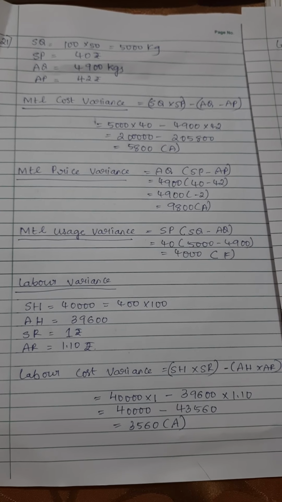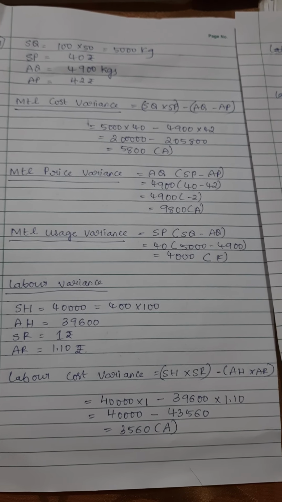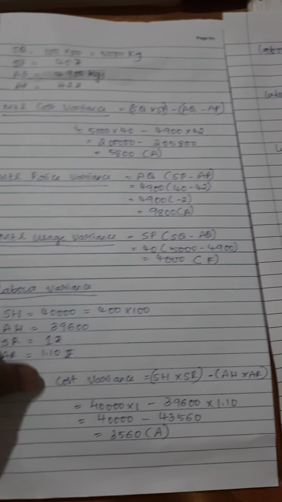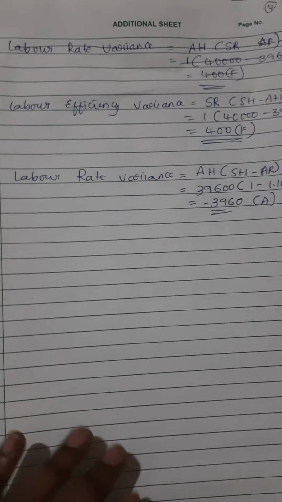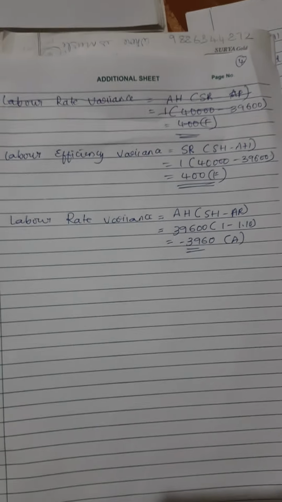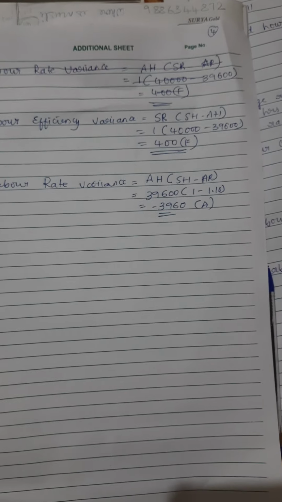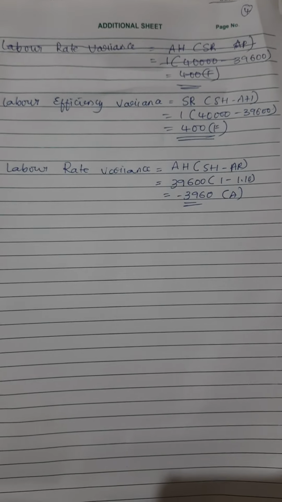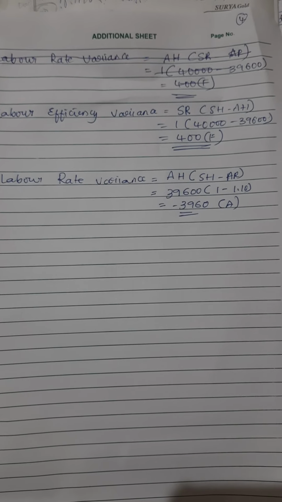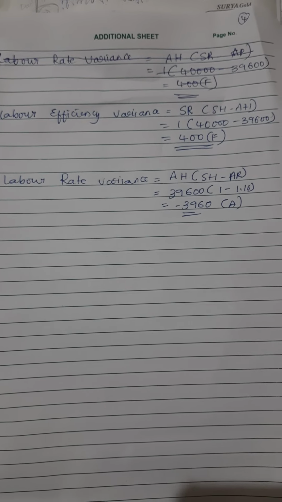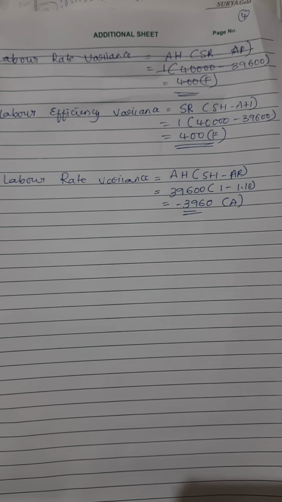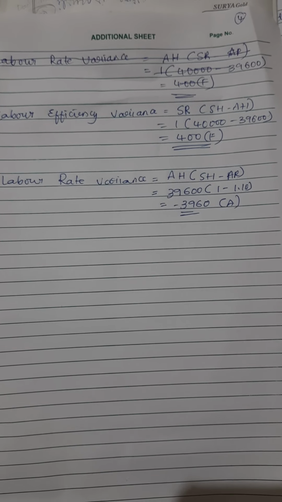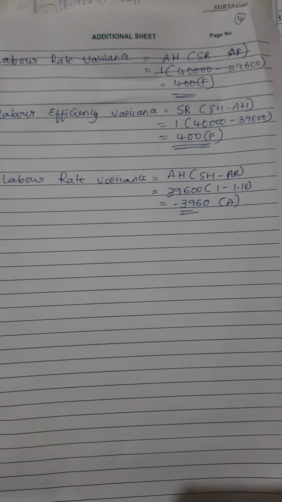So the next calculation is labor variance. In that, the first labor cost, I have already shown the calculation. The next one is labor efficiency variance. Your formula is SR into SH minus AH. Apply the formula, substitute the values, you will get a favorable answer. And you have labor rate variance. You apply the formula, you will get a negative value, which is minus 3,960. It is adverse in nature.